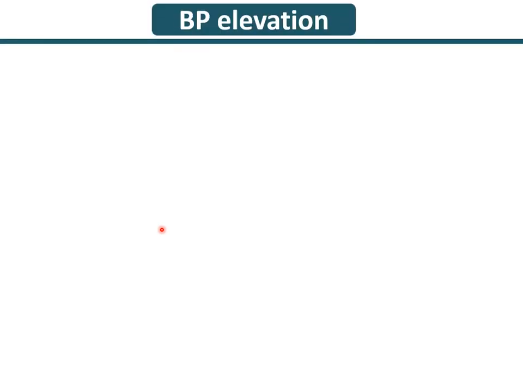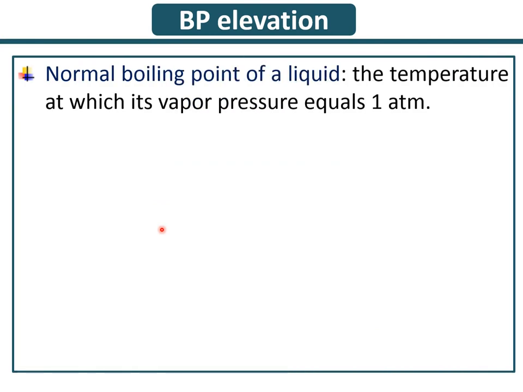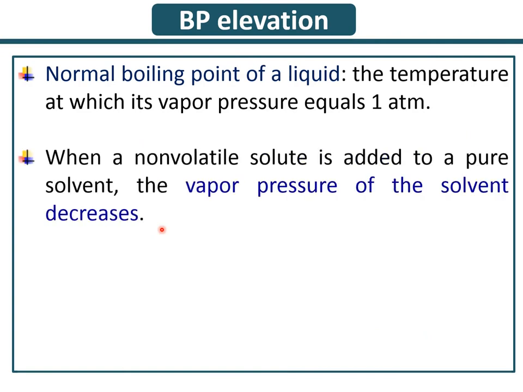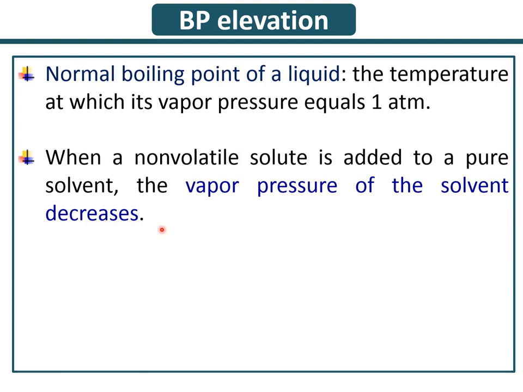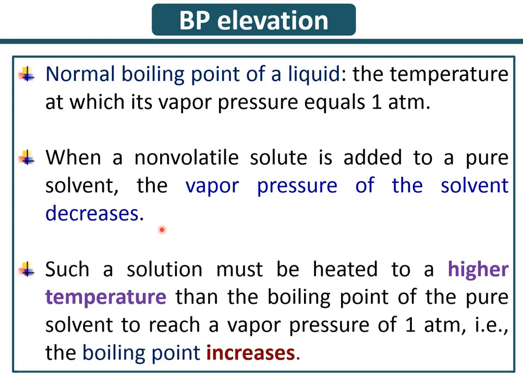Okay, so this is the boiling point elevation, and it is defined now by the normal boiling point, the temperature at which the vapor pressure is equal to 1 atmosphere. The addition of a non-volatile solid will increase the boiling point, actually. This is because when you add a non-volatile solid to a pure solvent, the vapor pressure of the solvent will decrease. So you need to go to a higher temperature to reach boiling than what you need for a pure solvent, okay?